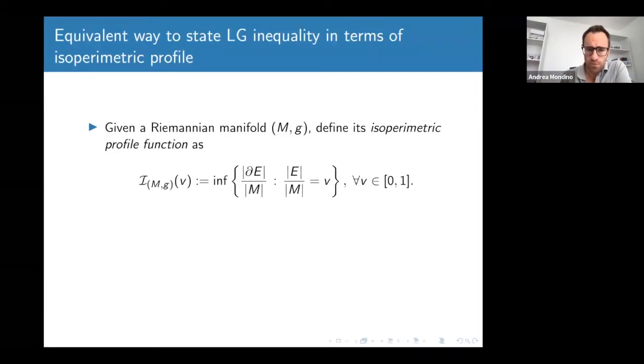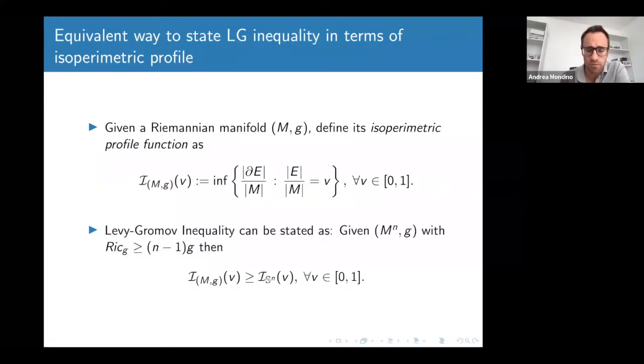But in order to get the notation simpler later, it is useful to introduce the isoperimetric profile function. So, as you all know, the isoperimetric profile function, now I use it for all the normalized quantities, since these are the ones which are relevant for the Lévy-Gromov inequality. So I take any volume V between 0 and 1, and then the isoperimetric profile function of the manifold M is the infimum of the renormalized perimeter of all the finite perimeter sets having normalized volume equal to V. And since we divide by the total volume of the manifold M, the normalized volume of any set runs between 0 and 1.